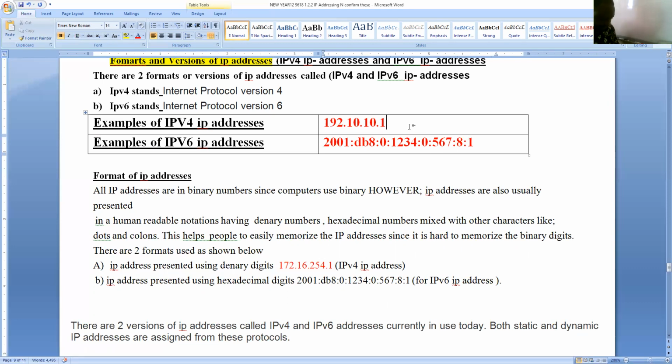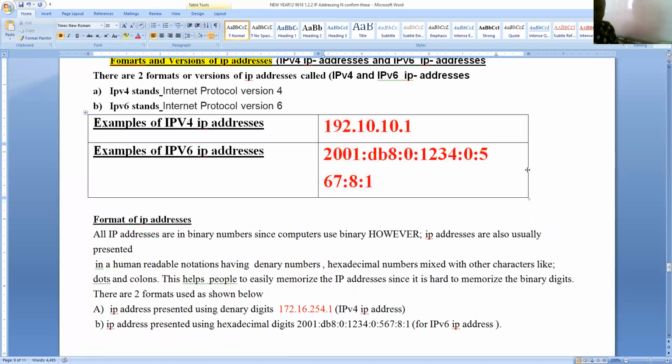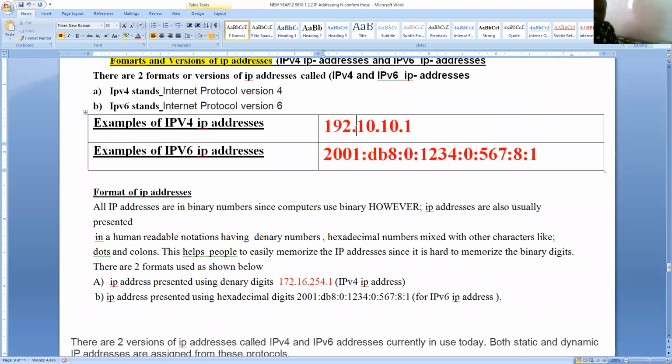The next difference is, are you seeing between the parts, the way they are divided? If I make this bigger. One has got a dot. The parts in IPv4 are separated using dots. For IPv6, they're separated using a full colon. It's called a full colon. Do you see that? Very good. That's another difference.